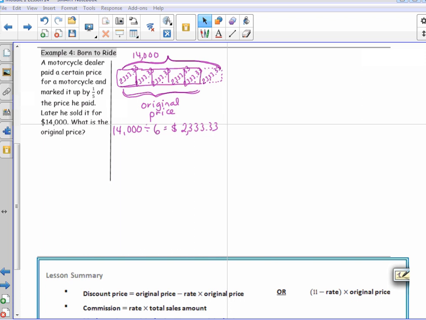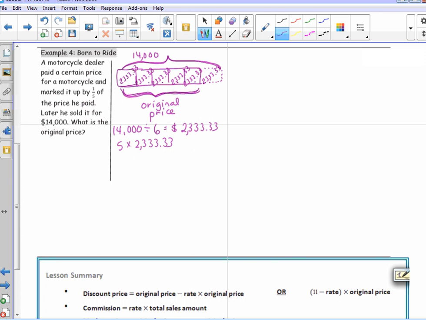And we know that the original price is only 5 of those sections. So then we'll take 5 of those sections that have $2,333.33 and we'll multiply that, and that will give us the original price of the motorcycle. And that value is $11,666.67. So this is the original price of the motorcycle.